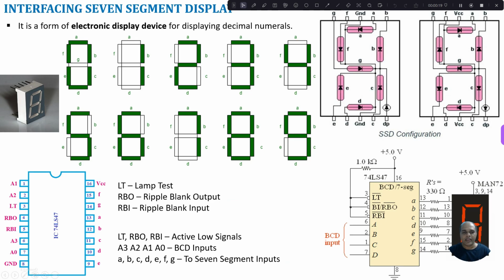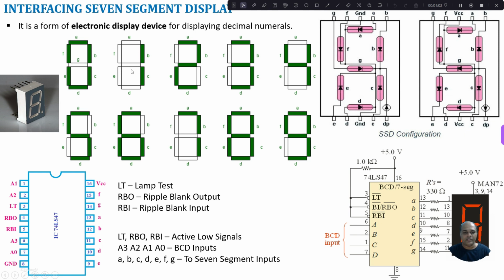So a 7-segment display is an electronic display device which is used for displaying numbers. It is made up of LEDs. There are 7 LEDs used in displaying numbers. The LEDs are named A, B, C, D, E, F, G, and there is also one more LED which is a decimal point, DP, which is used for putting a dot. Whereas for number displaying, we use these 7 segments A to G.